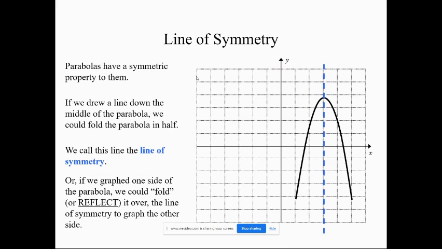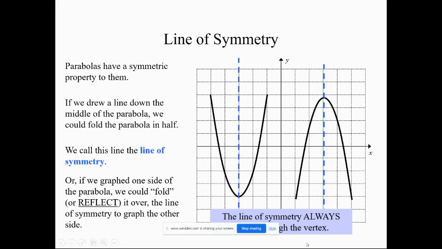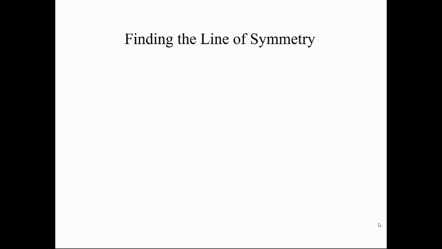Or if we graphed one side of the parabola, we could fold or reflect it over the line of symmetry to graph the other side. I want these last 2 bullet points written down. Look, there's an example. I graphed one side, I fold it over or reflect it, there's the other side. The line of symmetry always passes through the vertex. Always, always, always. Please make sure you know that.